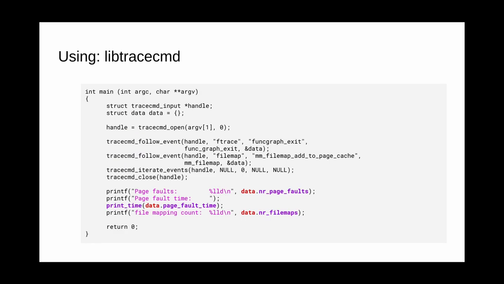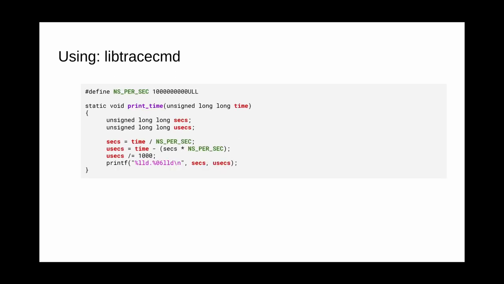Finally, I print it. So here's the data. I'm going to print out the number of page faults that happened, the length of time of that, and the number of file maps. Since everything is in nanoseconds, and I don't really read nanoseconds well, it's too many numbers, it confuses my brain. So I created this print time function that just converts the nanoseconds into seconds dot microseconds. I truncate it at three digits, so I don't care about anything sub-microsecond.